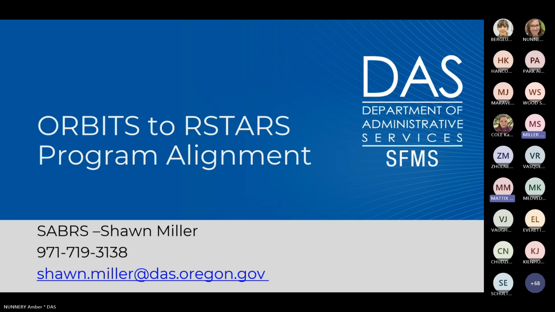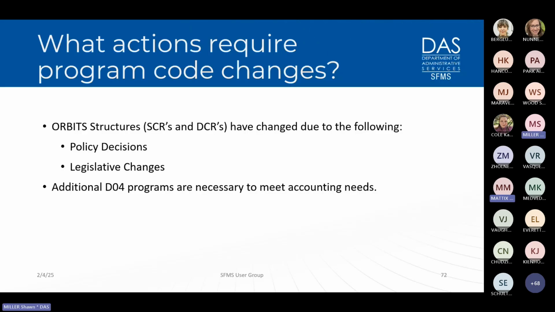Some of this information is duplicative of what Liz just went through, so I'm going to brush over some of it. But what we're talking about here is, like she said, aligning the Orbit system and R-STARS. And as you're going through the budget build process and then the legislative process, SCRs, DCRs may change, new ones might get created. You just might decide that you need additional lower level program codes. All of those changes are going to require changes to the alignment spreadsheet that we'll go over later, and require you to have a discussion with SABRS and SFMS to make sure that we track all that stuff.